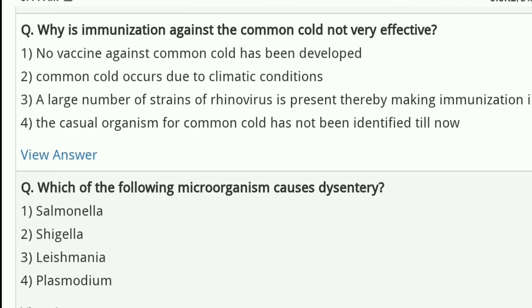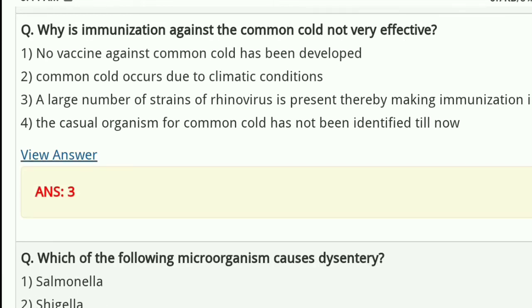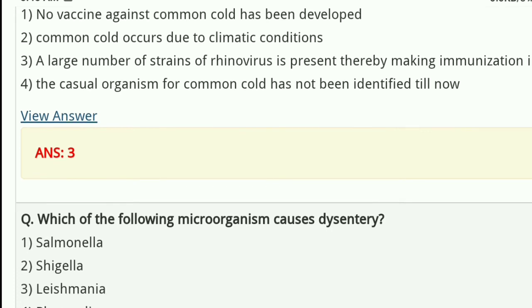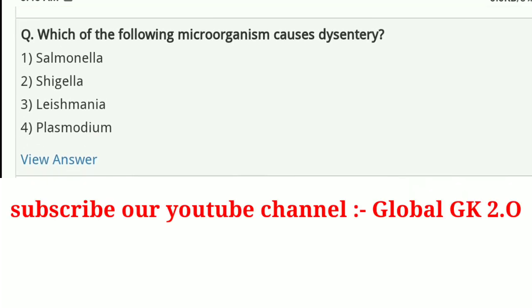Next question, why is immunization against the common cold not very effective? So the correct answer is a large number of strains of rhinovirus is present, thereby making immunization ineffective. Next question, which of the following microorganisms causes dysentery? View the answer. The correct answer is Shigella.